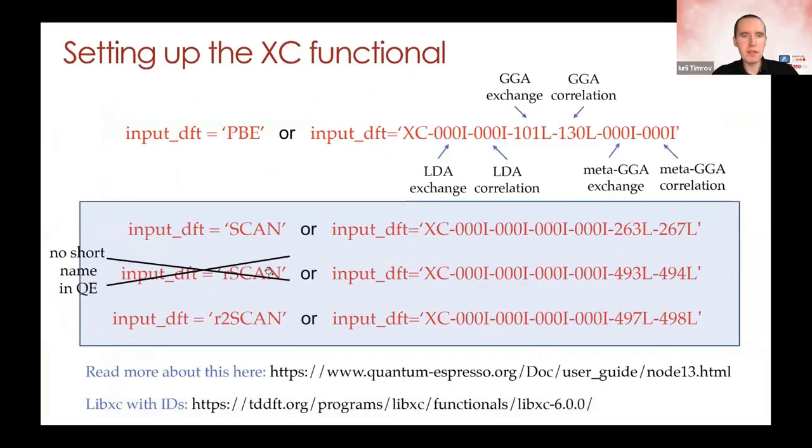Then for rSCAN, there is no short name in Quantum ESPRESSO, so you can't say input_dft rscan, but you can specify it using the second option by finding the IDs for the meta-GGA exchange and meta-GGA correlation for rSCAN. And for r2SCAN, there is a short name in Quantum ESPRESSO, so you can write r2scan, or you can alternatively indicate the IDs of the functionals. There is no really deep reason why there is no rSCAN short name. There were just some small technical issues, and maybe in future releases it will also be implemented.